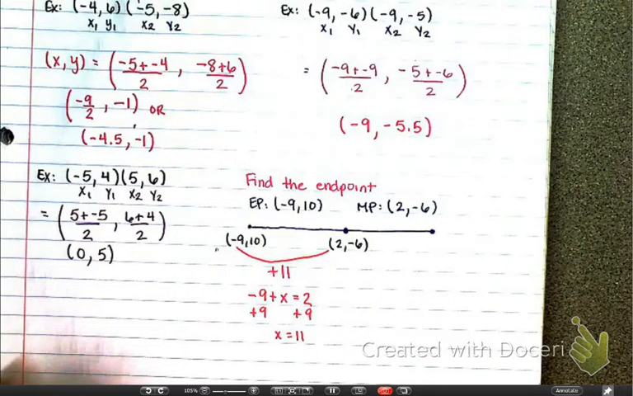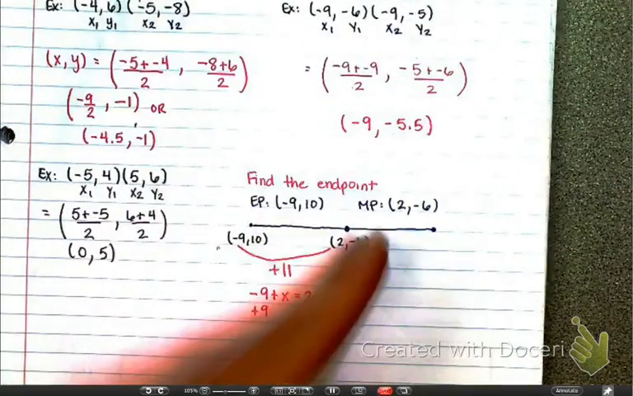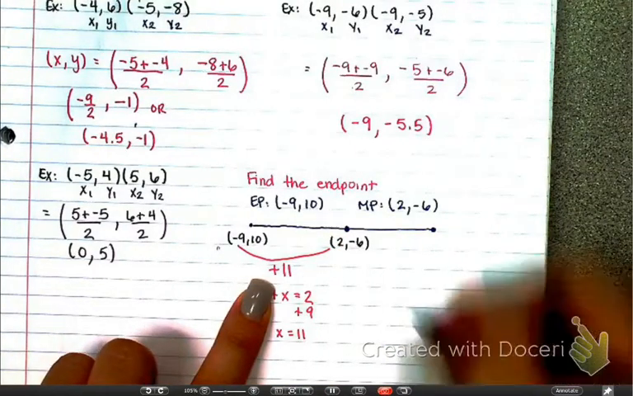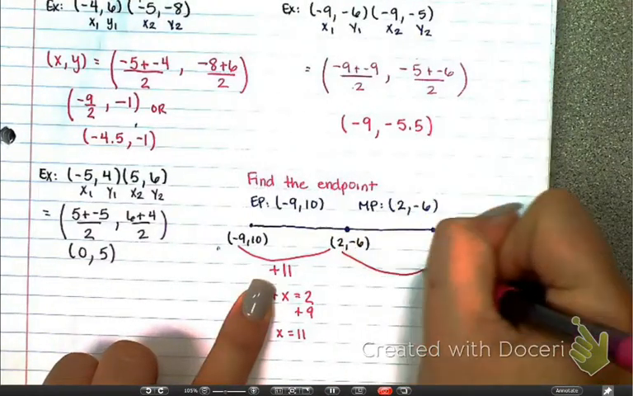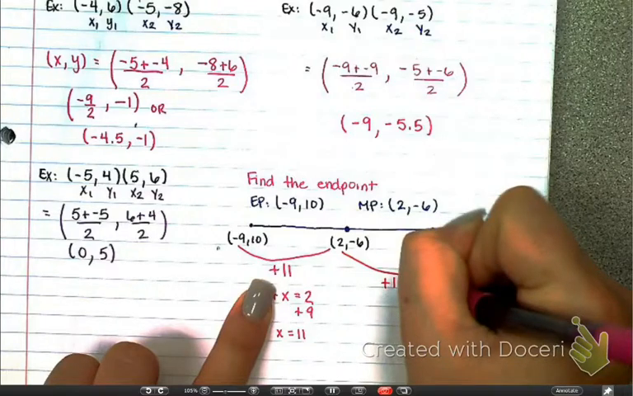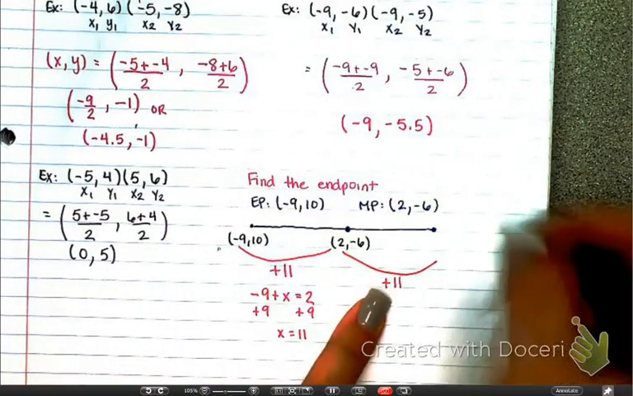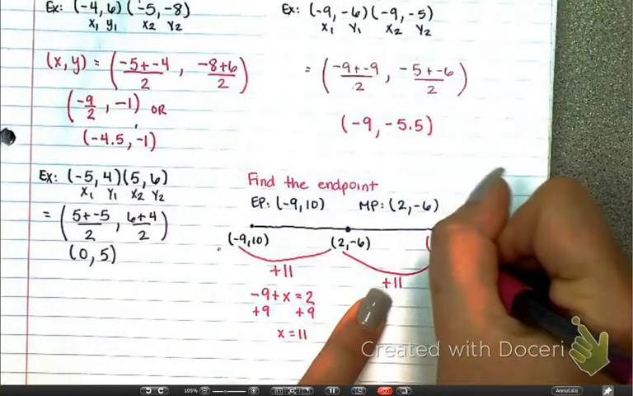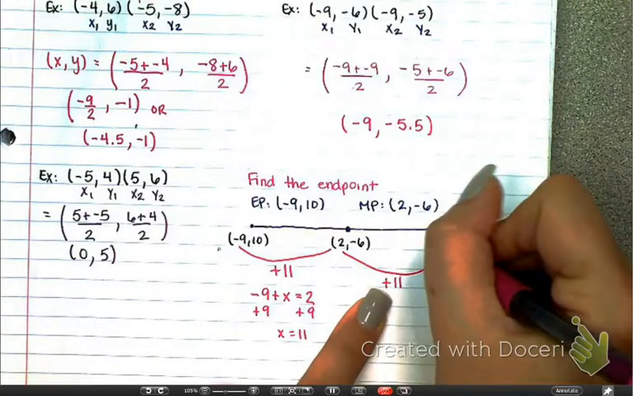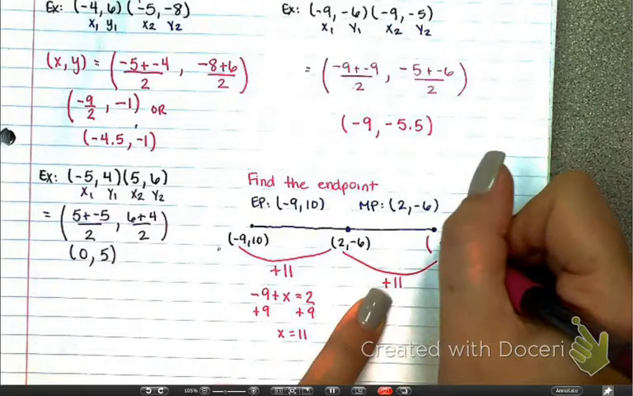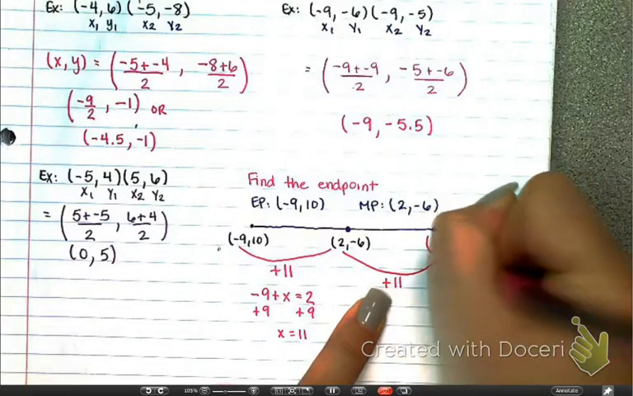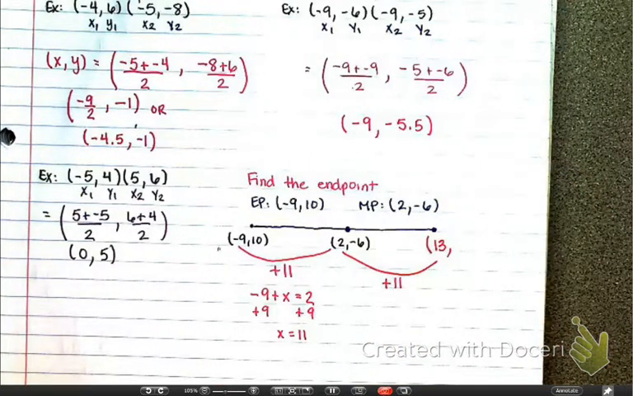So if from this endpoint to the midpoint is 11 units, from the midpoint to the endpoint should also be 11 units. So what's 2 plus 11? 2 plus 11. 13. How'd that take so long? I don't know. We're talking first and second grade here.